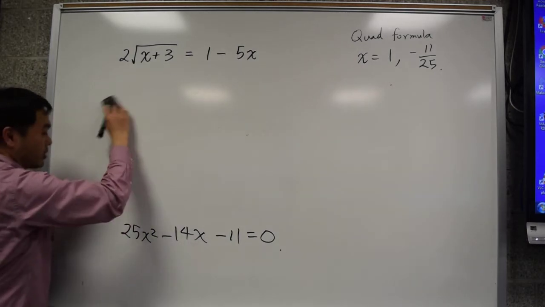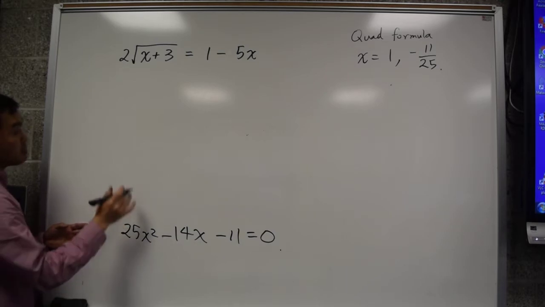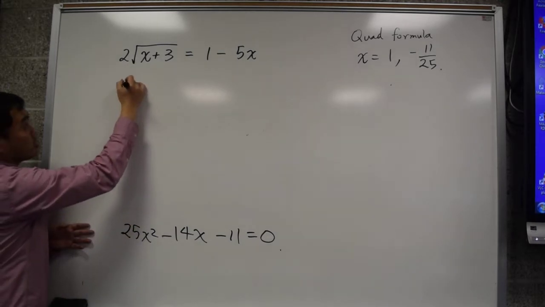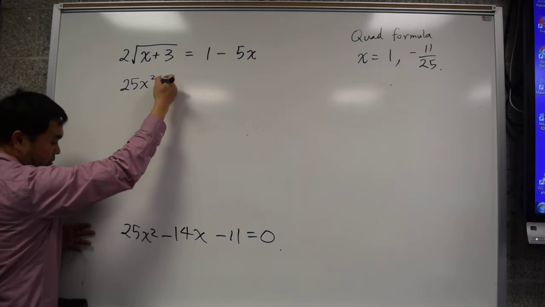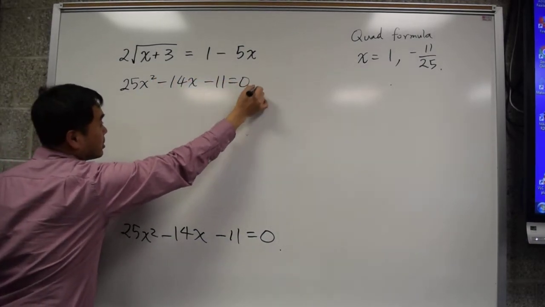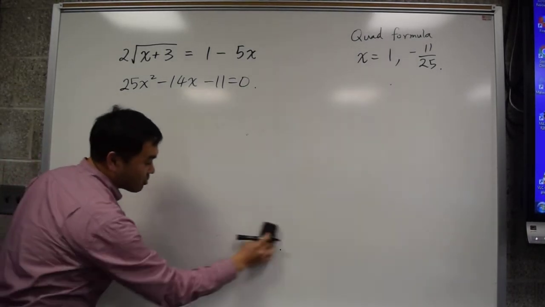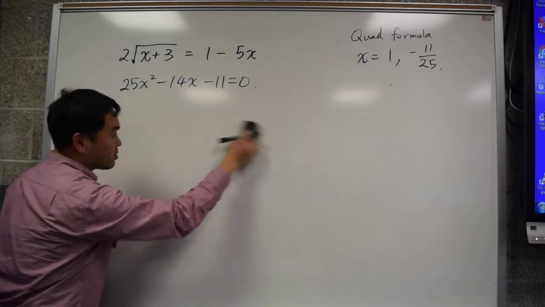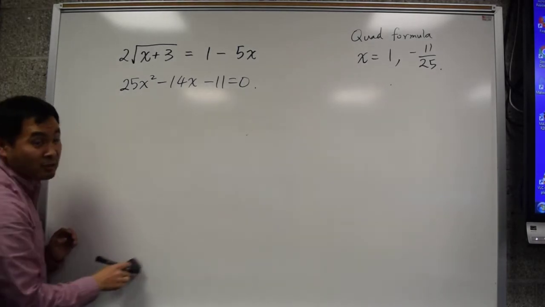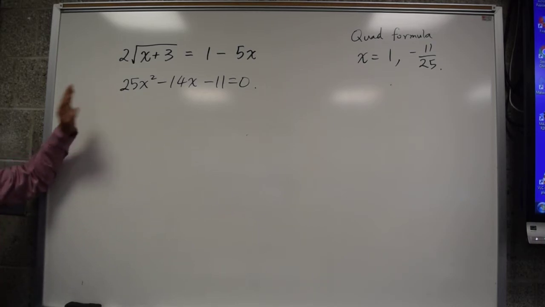Okay, now here's the second method. You do the exact same thing up till you get this: 25x squared minus 14x minus 11 equal to 0. And by the way, I explained this last week, so if you missed last week's class, you should definitely watch the videos to learn how to factor this, okay?